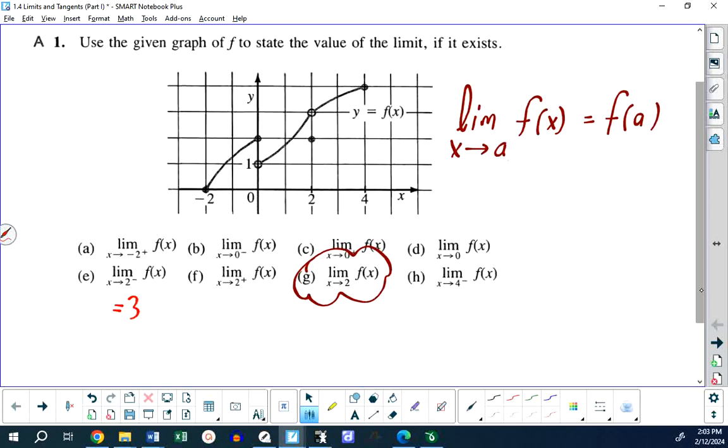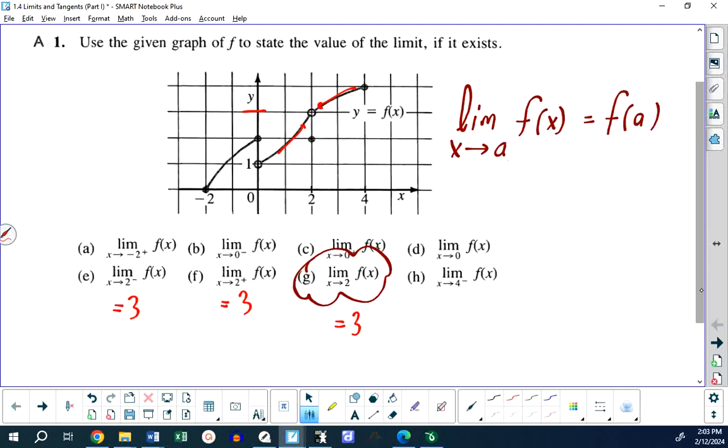Right, as you're getting closer and closer to x equals 2 from this side, you're getting closer and closer to y equals 3. On the other hand, when you approach x equals 2 from the other side, the function is also getting closer to 3, which means since the left and right hand limits are equal, then the entire limit exists and happens to be equal to 3. But looking at the graph, it's clearly not continuous there, because 3 is not f of 2.